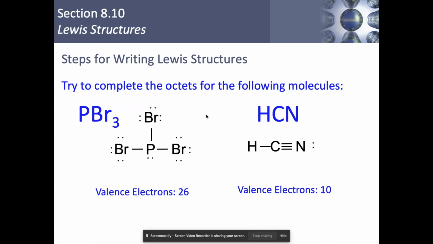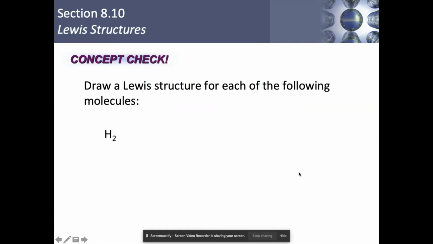You add as many dots as you possibly can according to the number you have. And then you have to stop and look and see if everything has an octet or a duet. If it does, like this one, you're done. If it doesn't, then you have to get creative and start making double bonds or triple bonds.